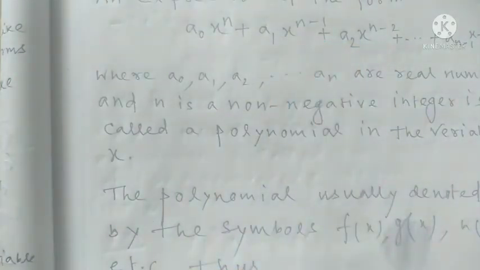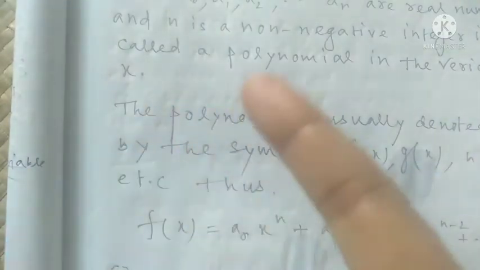Then you can say this expression is called a polynomial. Okay, and a polynomial you can denote by the symbol f of x, g of x, h of x. This type of symbol you can use when you express and denote the algebraic expression.